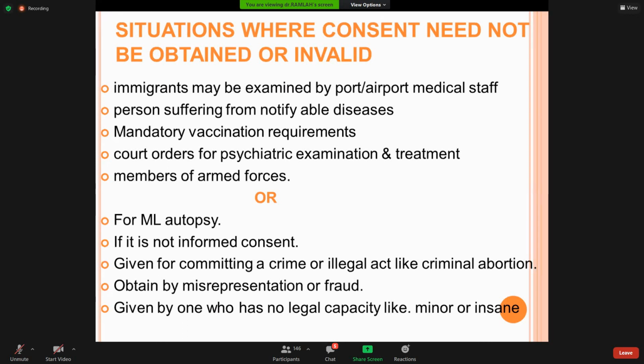Obtained by misrepresentation or fraud, as we have already discussed, or given by one who has no legal capacity, like a minor or insane person. You also have to check competency. These are the situations when the consent need not be obtained or becomes invalid.